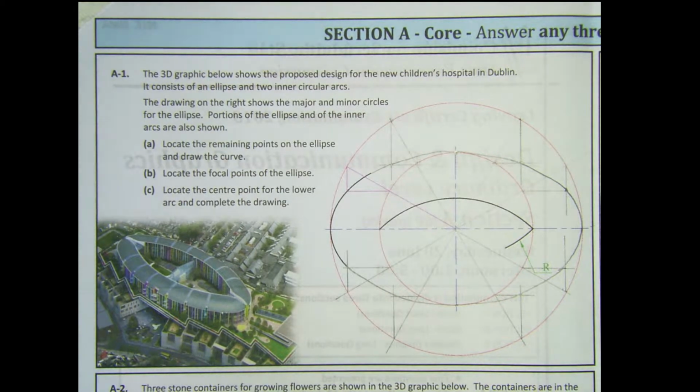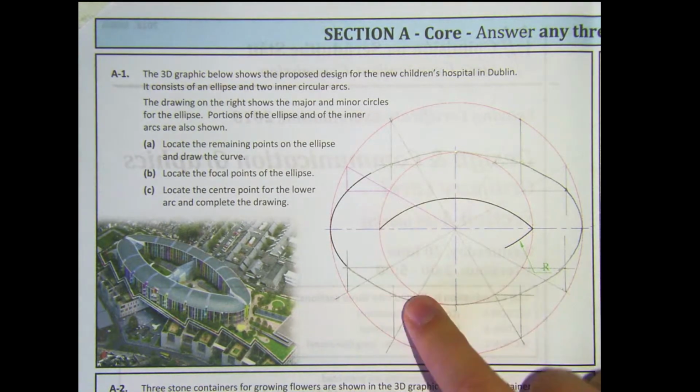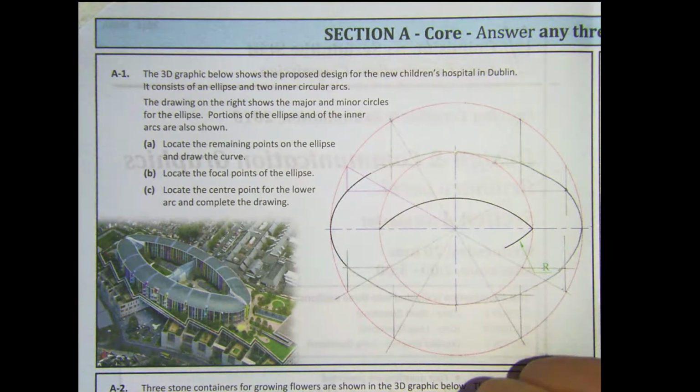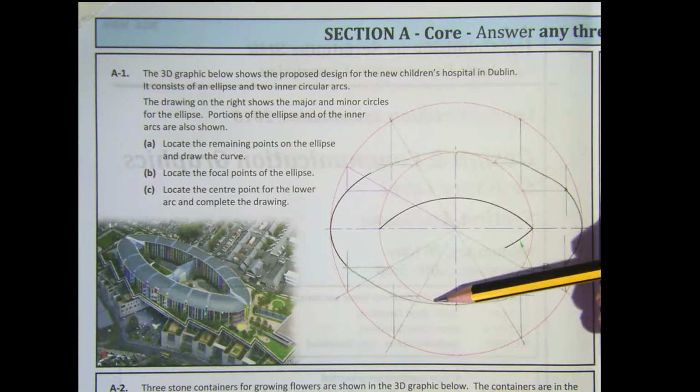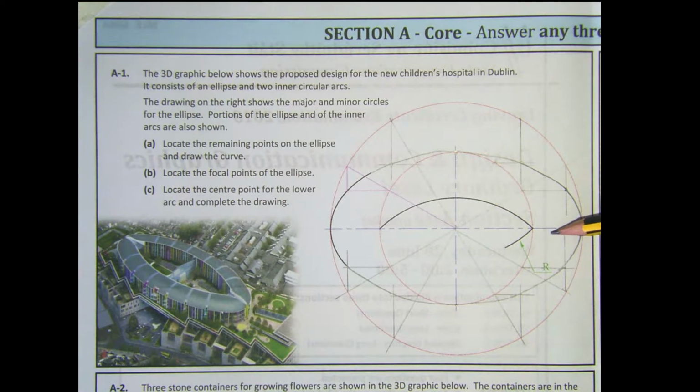Part B, this is to look at the focal points of the ellipse. So the focal points are found, there's a relationship between the focal points and our ellipse. The distance from the focal points to any point on the curve and back to the other focal point is equal to the major axis.